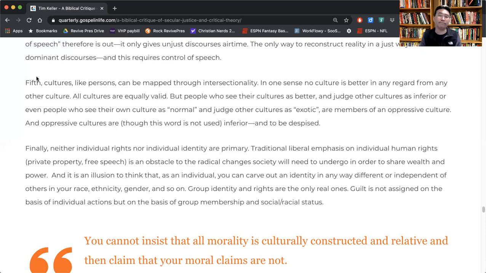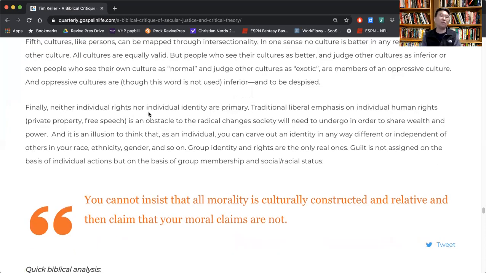So finally, neither individual rights nor individual identity are primary. The traditional liberal emphasis on individual human rights, such as private property and free speech, is an obstacle to the radical changes society will need to undergo in order to share wealth and power. Share wealth and power, that's what's important. And it is an illusion to think that as an individual you can carve out an identity different from and independent of others in your race, ethnicity, gender, and so on. Group identity and rights are the only real ones.